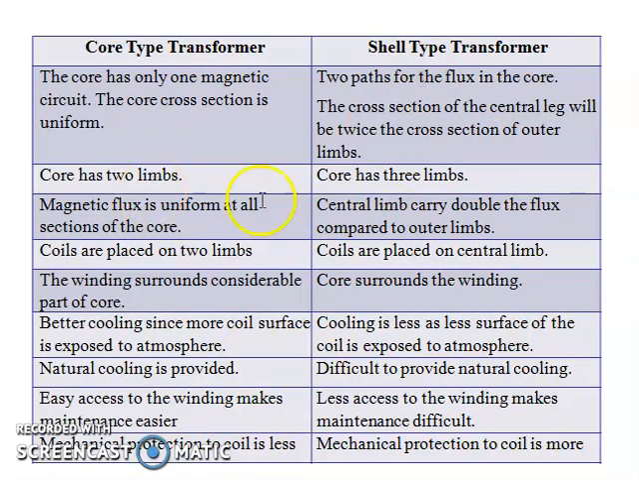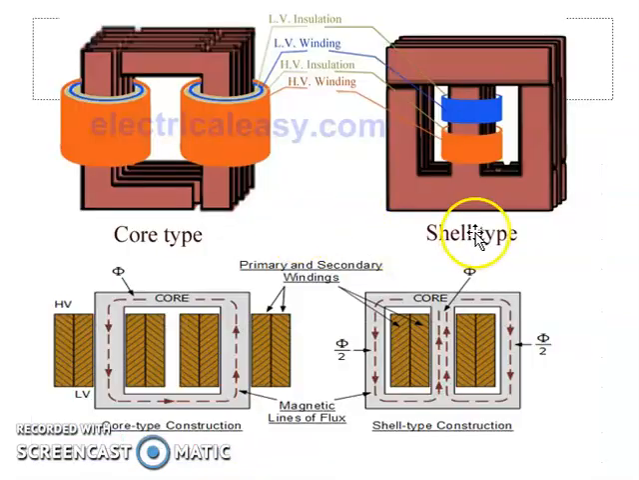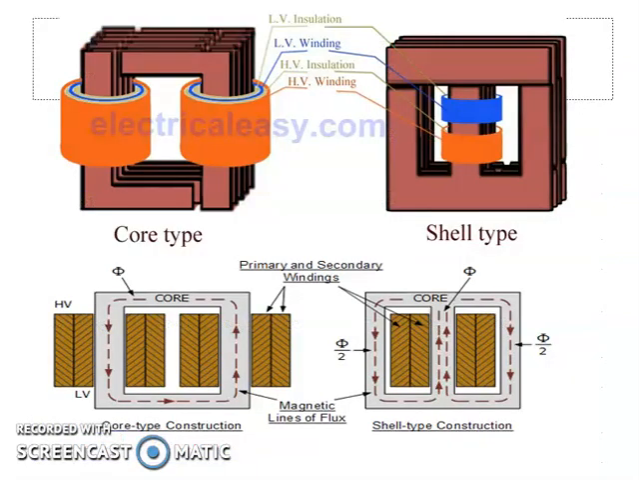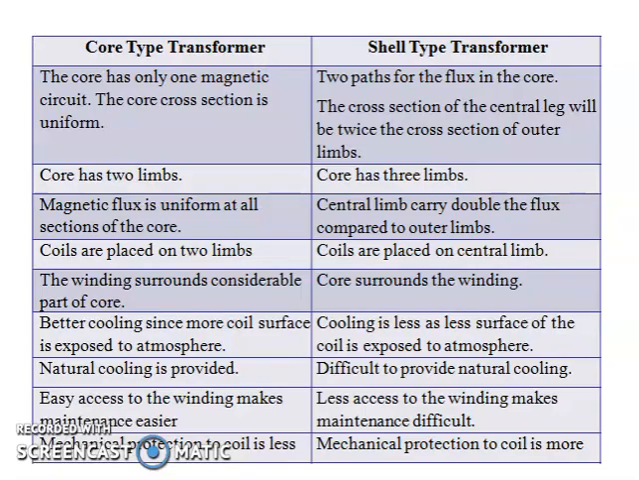In case of shell type, there are two paths for the flux in the core. The central leg is provided here. You can see the coils are on the central limb, while the outer limbs carry no coils. The core has three limbs as shown here: one limb, two limbs, three limbs. Three limbs are for the shell type. The central limb carries double the flux compared to the outer limbs. Coils are placed in the central limb as shown here.